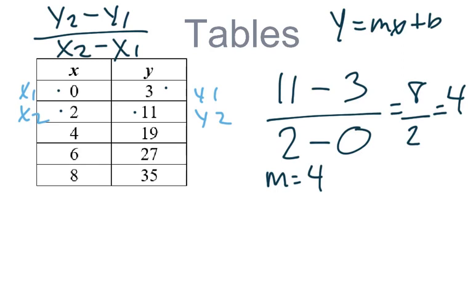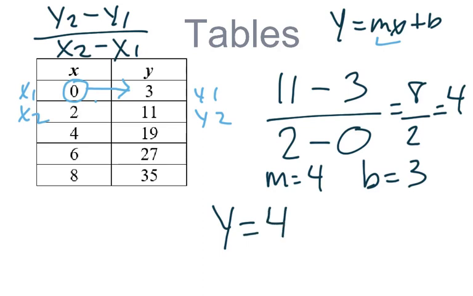Now that we found our slope, we need to find our b, which is our y-intercept. For these tables that you're going to see in the lesson today, we can find our y-intercept pretty easily by just looking for when x is 0. When x is 0, our y equals 3, which means our b equals positive 3. So to write this all together, y equals 4x plus 3.